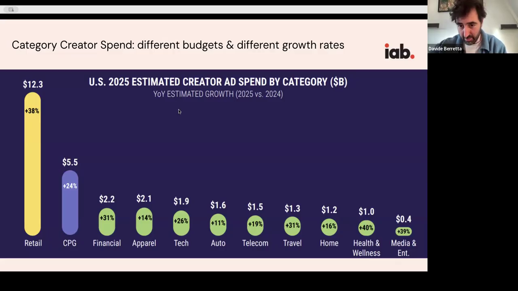But then you look towards the right-hand side here, we have health and wellness, plus 40%. That's a little bit quicker. We have media and entertainment growing at 39%. This means that creator activations, of which we hypothesize product reviews are going to be a format that's going to keep growing within these kinds of activations, are really going to come for everything.